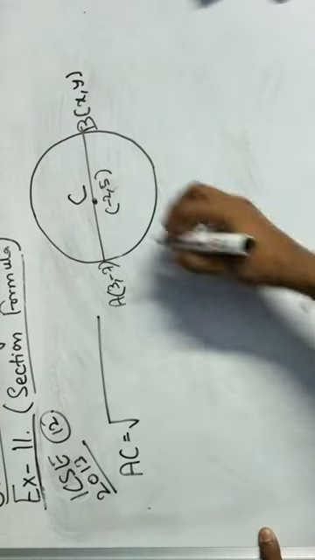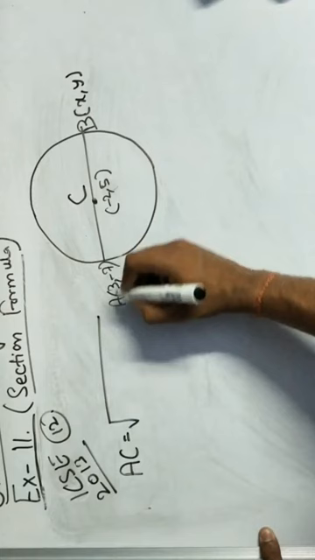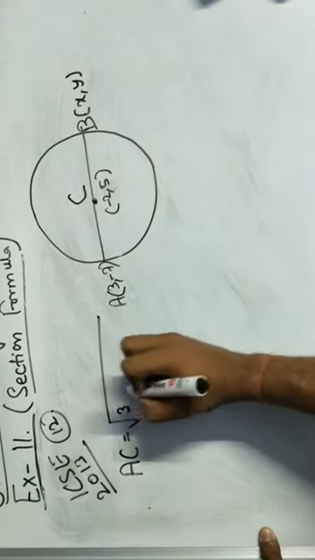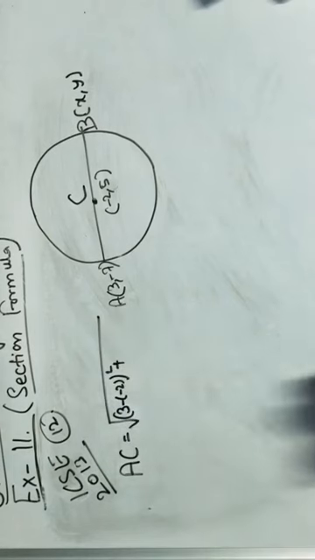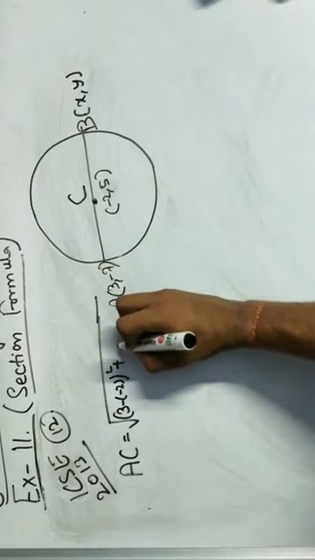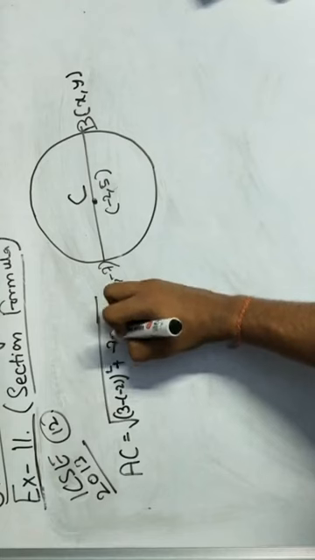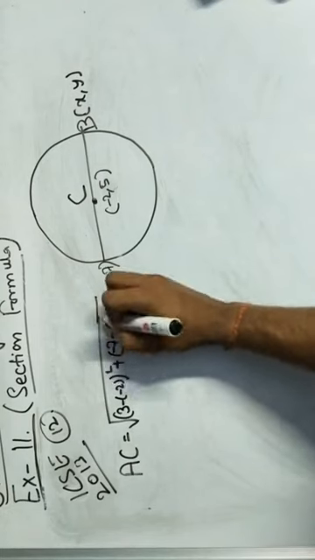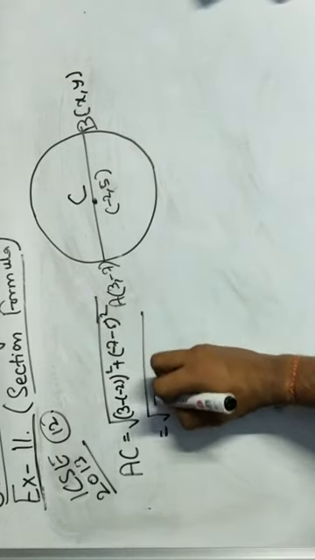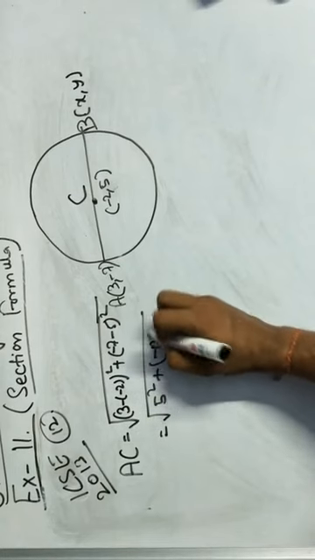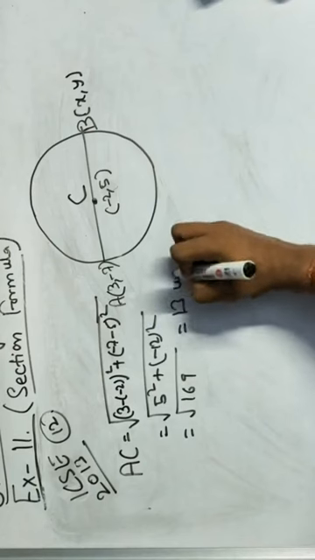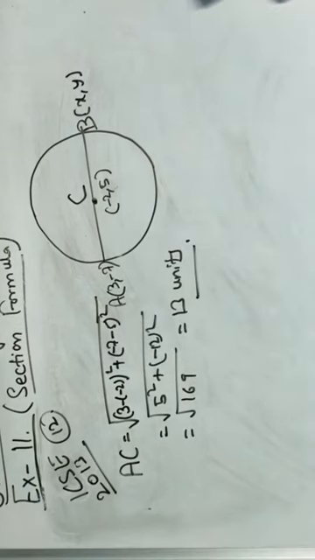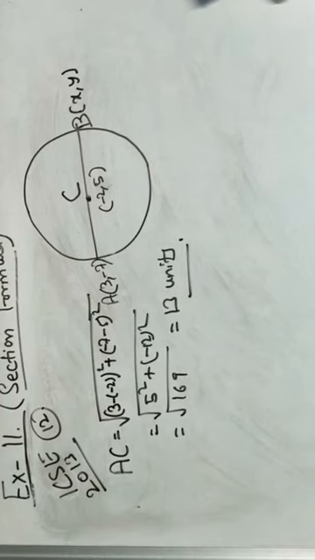AC will be the square root of 3 minus 2 whole square plus minus 7 minus 5 whole square. So this will be 5 square plus minus 12 whole square. This is root under 169. So this is 13 units. So the radius is 13 units. Distance formula, let me remind you, you have studied in class 9.